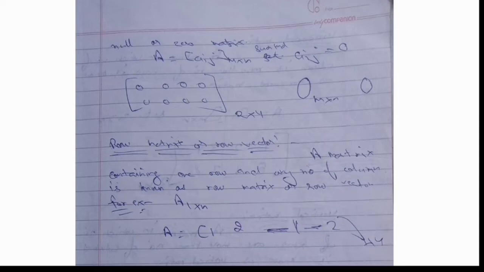Now, what is a row matrix or row vector? A matrix containing one row and any number of columns is known as a row matrix or row vector. For example, A is a matrix whose order is 1 cross n. So you can see we have n columns and one row.